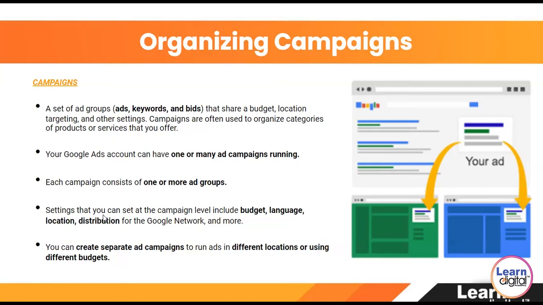Each campaign consists of one or more ad groups. Settings that you can set at campaign level include budget, language, location, distribution for the Google network, and more. You can create separate ad campaigns to run ads in different locations or use different budgets.